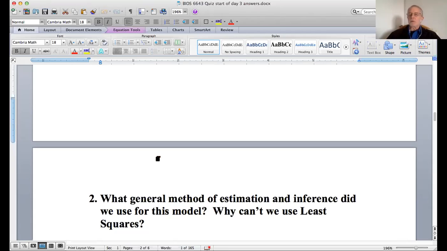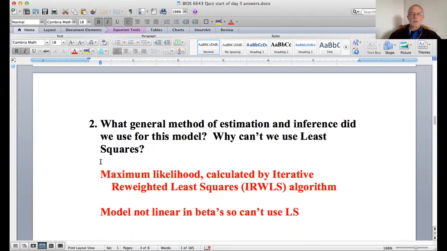It was a version of least squares, but we had to do some weighting, and the weighting was partly the nonlinearity and partly the non-normality. So we had to weight for both of those things. It's called the iteratively weighted least squares algorithm. And it's the nonlinearity of that model that causes all the trouble. Any question on that?